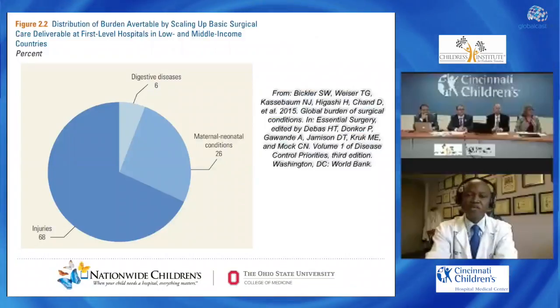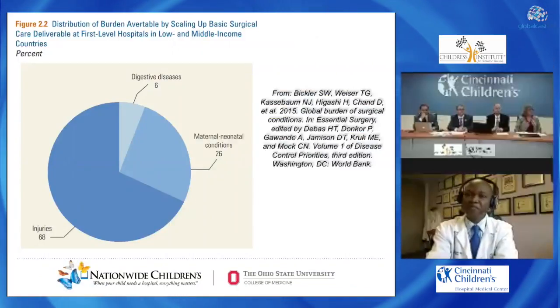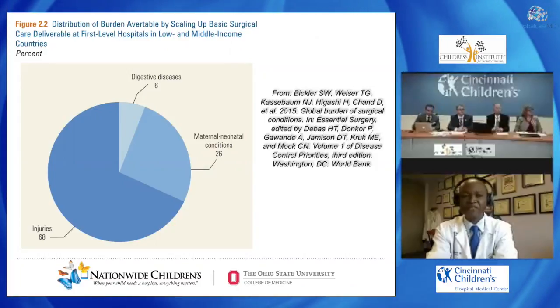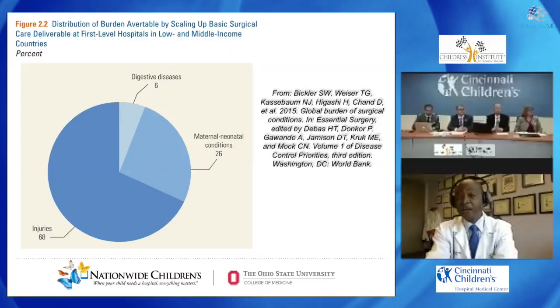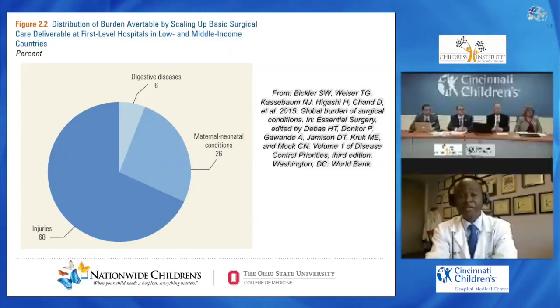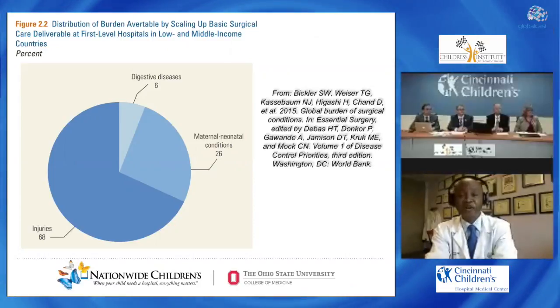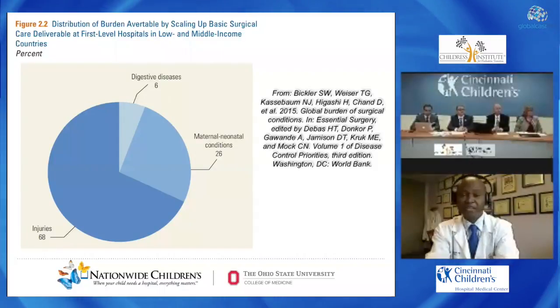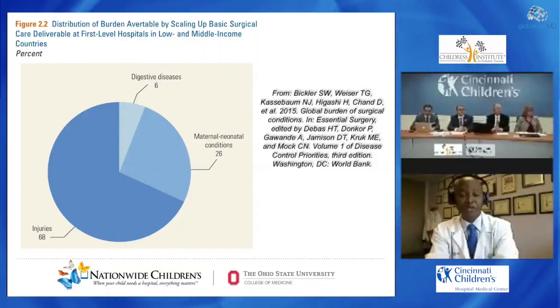If such basic surgical care were provided, DCP3 estimated that injuries would account for the largest fraction, that's 68% of avoidable DALYs. Road injury is the leading cause of injury-related avoidable DALY in low and middle-income countries, representing $16.1 million per year, followed by fire, heat, and hot substances, which cause burns. That's about $10 million per year.